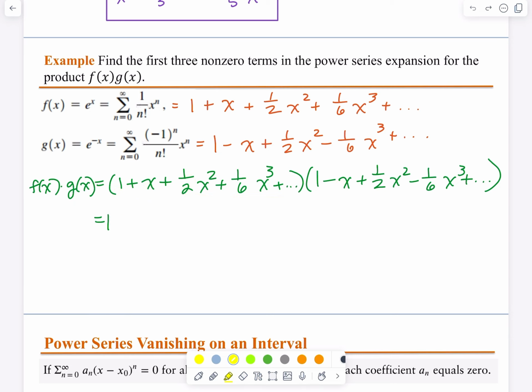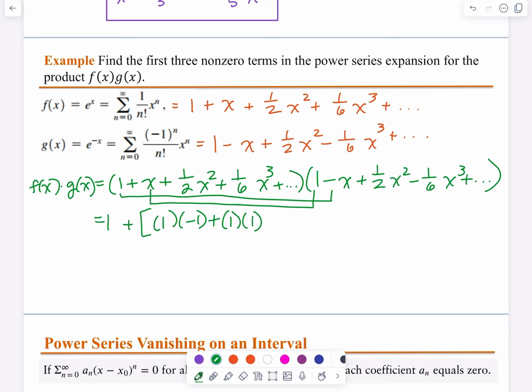Okay, so for our x terms, I hope I didn't miss that, we will gather, so we will have a plus, and now we will have a 1 times a negative 1 plus a 1 times a 1. So we have a 1 times a negative 1, and then we're going to be adding that to a 1 coefficient multiplied by this 1. And those are going to be our x terms. Let's do the same for the x squared.